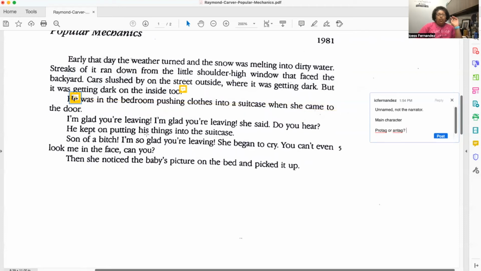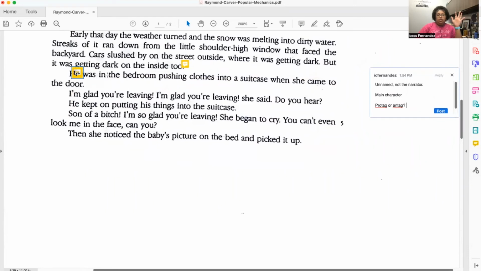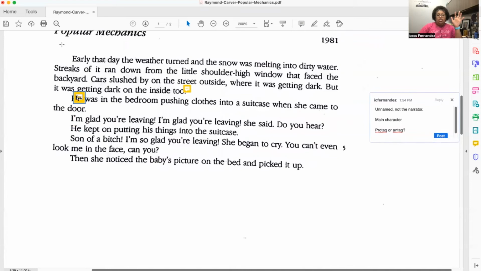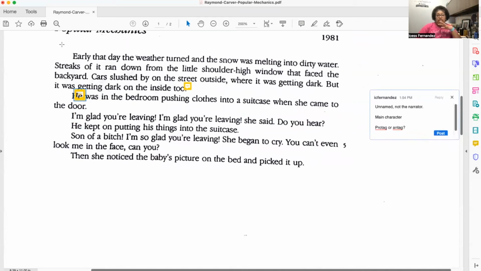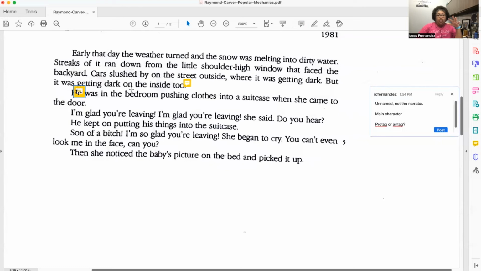So we're going through here and we see another setting here. He was in the bedroom pushing clothes into a suitcase when she came through the door. And then we have this exchange. I'm glad you're leaving. She's yelling at him. There's a baby picture in the bed and she picked it up. Okay, so let's talk here about the bedroom.